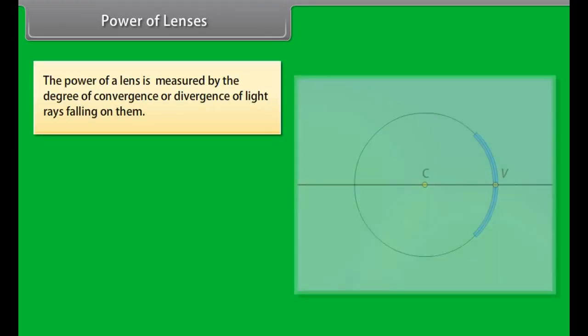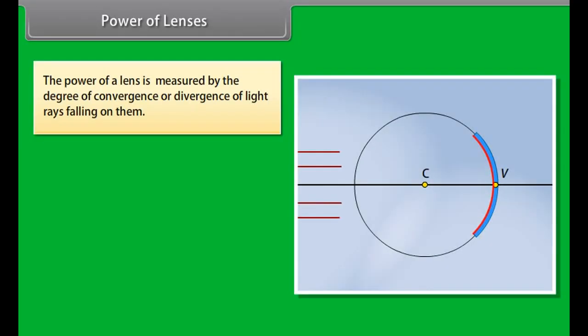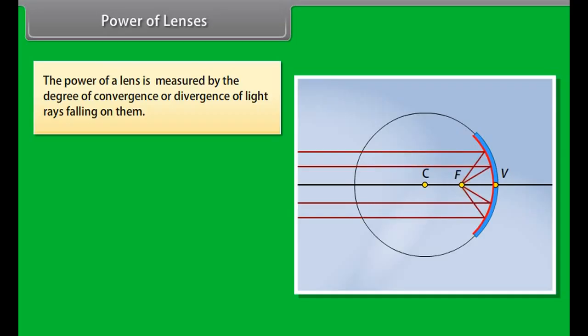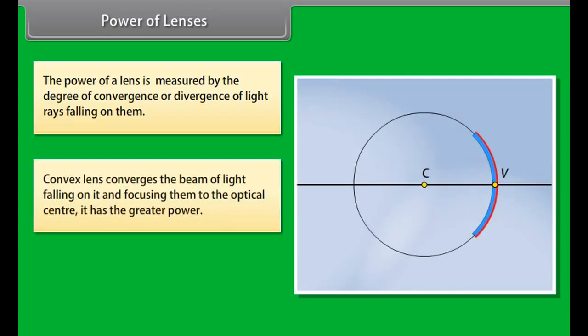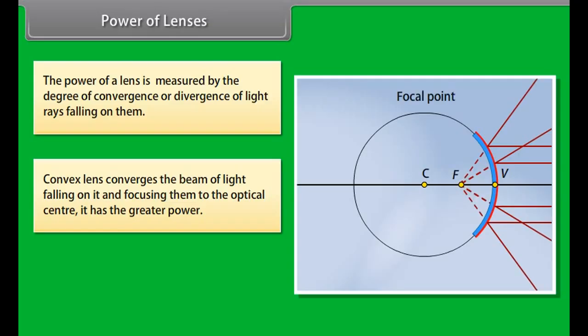Note, in mirrors, linear magnification is M is equal to minus v upon u, and of lenses is M is equal to v upon u. Power of lenses. The power of a lens is measured by the degree of convergence or divergence of light rays falling on them.